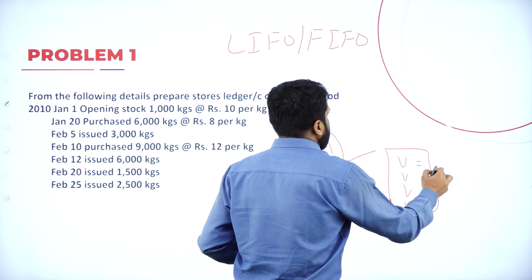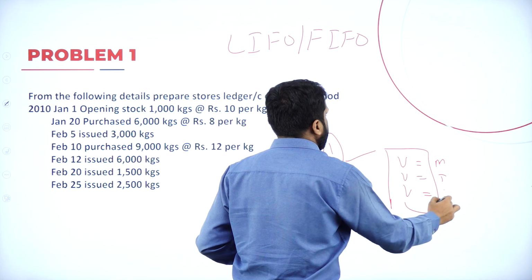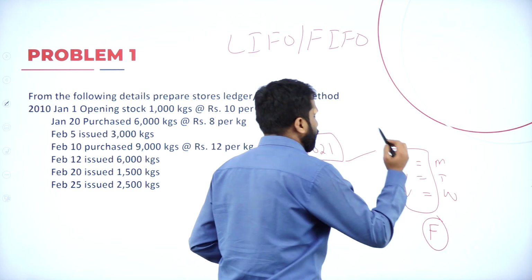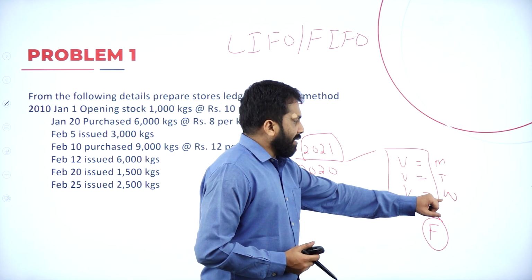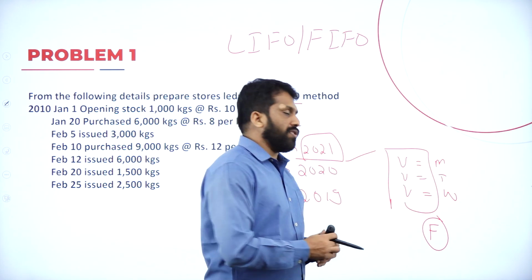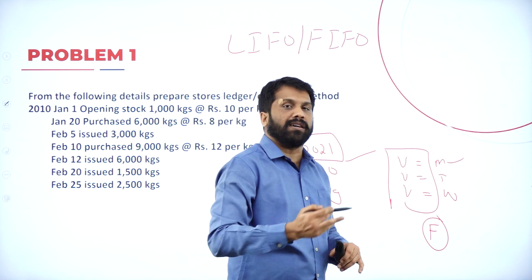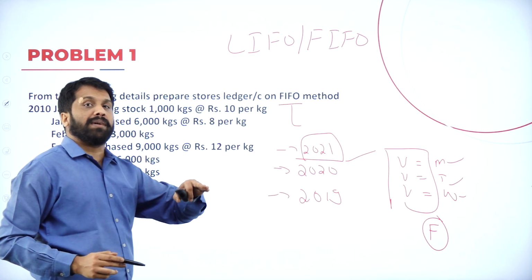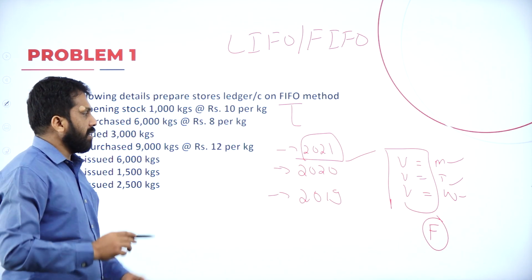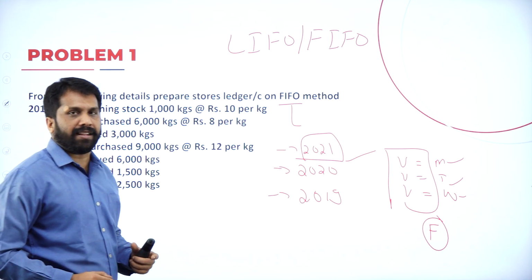This vegetable is on Monday, this is on Tuesday, this is on Wednesday. Now we are in the day of Friday. Now, will you use the Wednesday or Monday? First, we use Monday. If it is all used up, then we go for Tuesday. We go one by one. Hope you are clear. Yes, this is all about FIFO and LIFO.